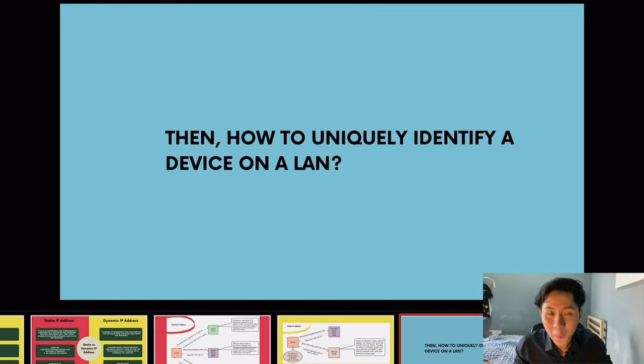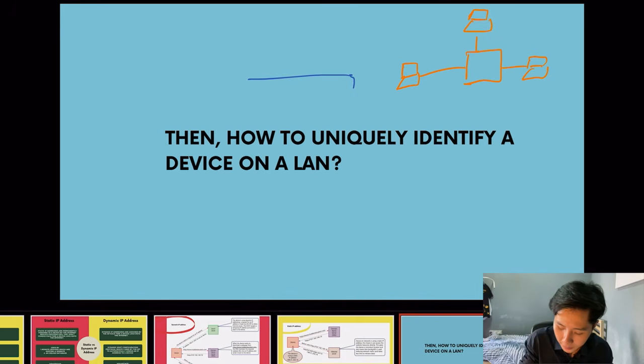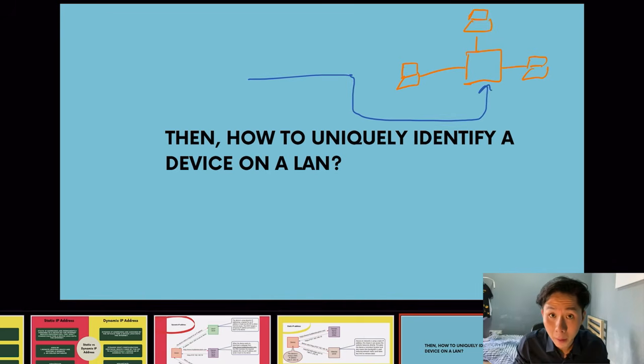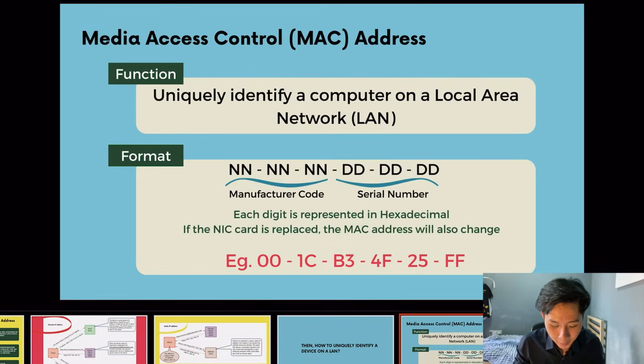So we know that each router will have a unique IP address, but we also know that multiple devices can be connected to this router at the same time, right? So what we are concerned about here is, what if data reaches the router following the IP address? How do we decide whether this data should go into computer A or computer B or computer C? Therefore, we'll need another address to uniquely identify a device, which is called the MAC, Media Access Control, address. It is used to identify a computer on a local area network.